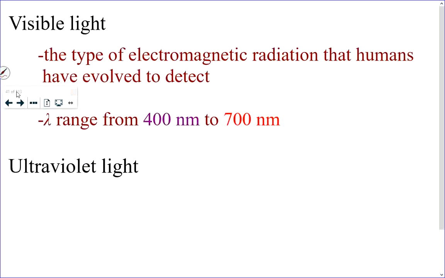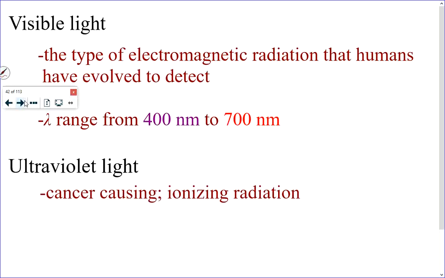Ultraviolet. Okay, so ultraviolet is the first one in the list that is dangerous. It can cause cancer. Repeated exposure to ultraviolet radiation, which is produced by our sun, can cause skin cancer, which is why you should wear sunblock if you're out in the sun a lot. That sunblock literally stops the ultraviolet radiation from hitting your skin.